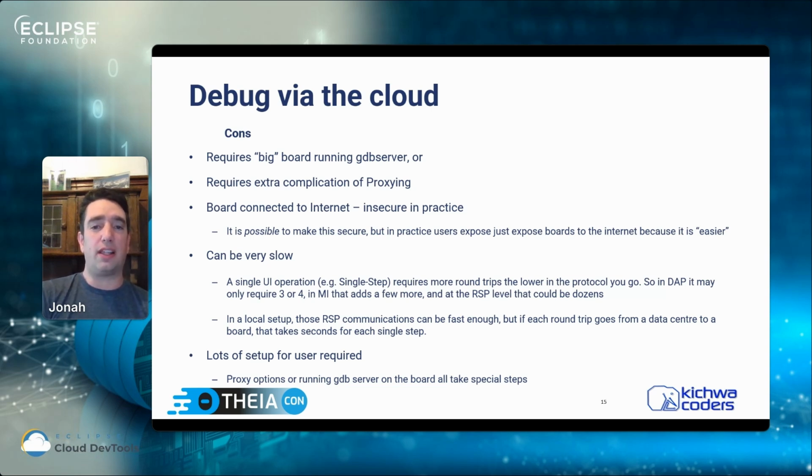And then we get to the RSP layer. That could be dozens of round trips that have to happen. So if you have a local setup where the cloud is in the same building as you, that could be fast enough. But if you have a data center in another country or another continent, you can be up to many seconds for a single step.